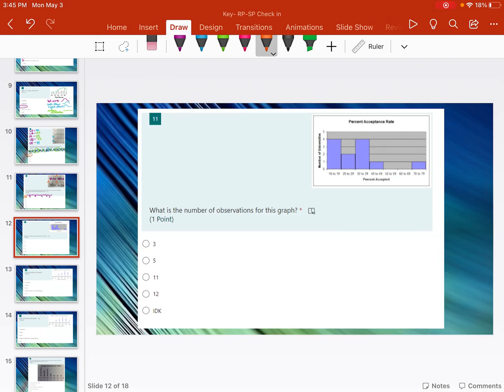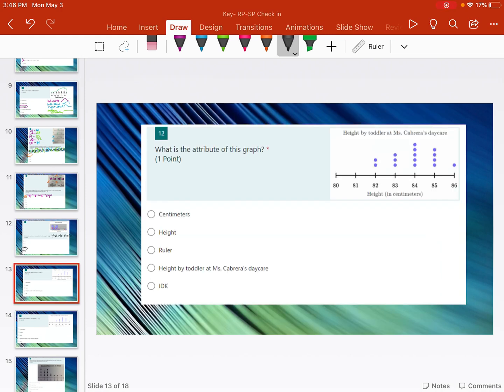Okay, so now what is the number of observations for this graph? Remember, observations is just how many pieces of data did they gather. First thing I do when I get a histogram is write down how many each bar is worth. So this is 4, 2, 4, 1, 1, and that makes it easier to add up. 4 plus 2 plus 4 plus 1 plus 1. That's how we get to 12 observations.